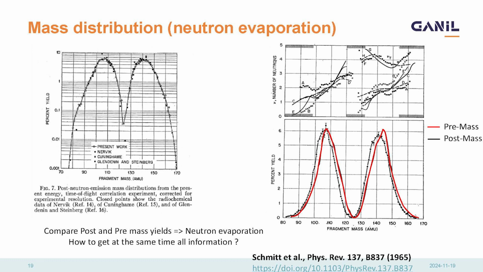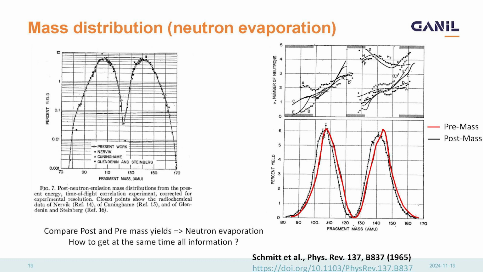Okay, so let's compare now those independent measurements. We have this post-mass measurement, and then we have in red here the pre-mass measurement that comes from two velocity methods. We can compare them, and this is what was done at that time. They were measured independently, and by making the difference you can get some information on the number of neutrons that are emitted. So this was already a very interesting result: you have an idea of how many neutrons are evaporated independently of measuring the neutrons. Here they are all based on the mass measurements.